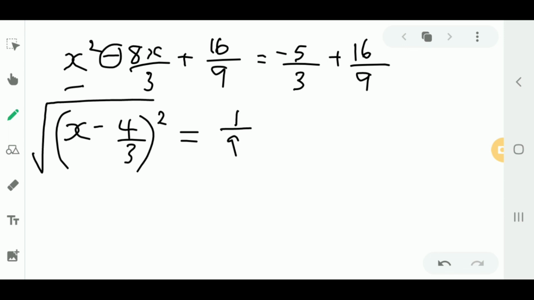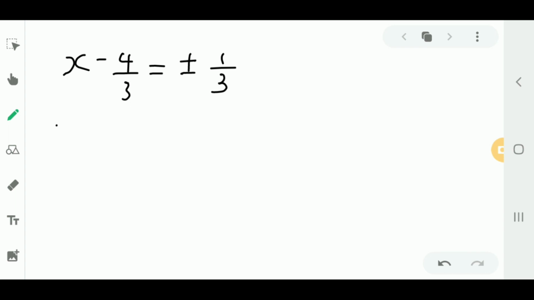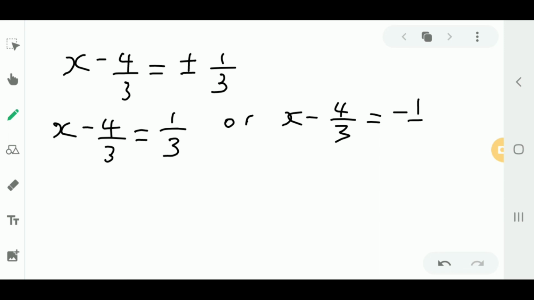And now we square root both sides. So we have x minus 4 over 3 is equal to plus or minus 1/3. So now we split it, so we have x minus 4 over 3 is equal to 1/3, or x minus 4 over 3 is equal to negative 1/3. So we have x is equal to 5 over 3, or x is equal to 1.